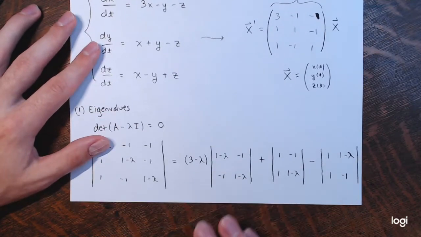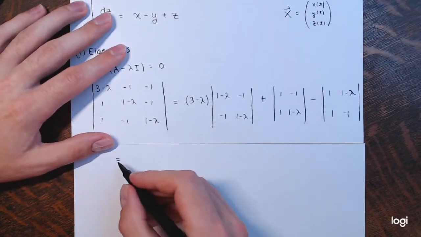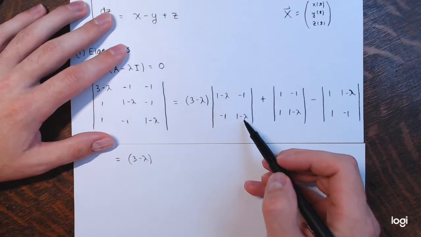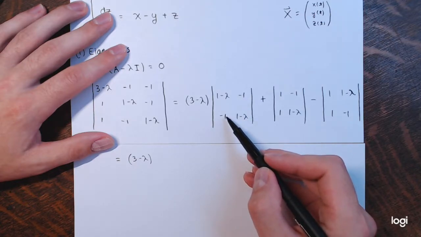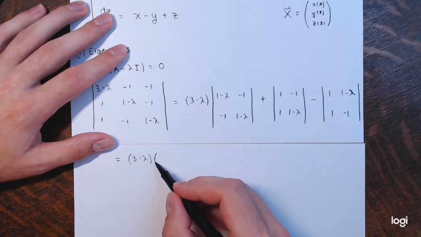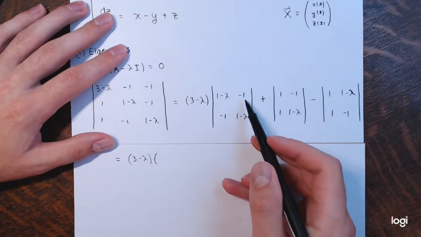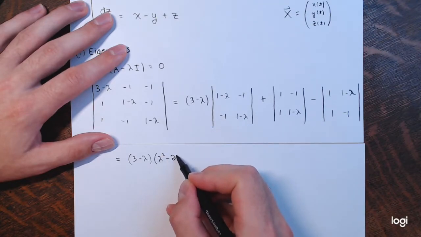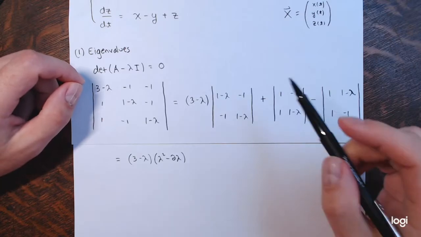Alright, and then keep taking this out. So we have 3 minus lambda times, now this determinant would be 1 minus lambda squared minus 1. So that 1 minus lambda squared would be lambda squared minus 2 lambda plus 1, but then minus 1. So I'd have lambda squared minus 2 lambda. That's all that would be left over in there, right? Because the 1 would go away. Right? So that's that determinant.